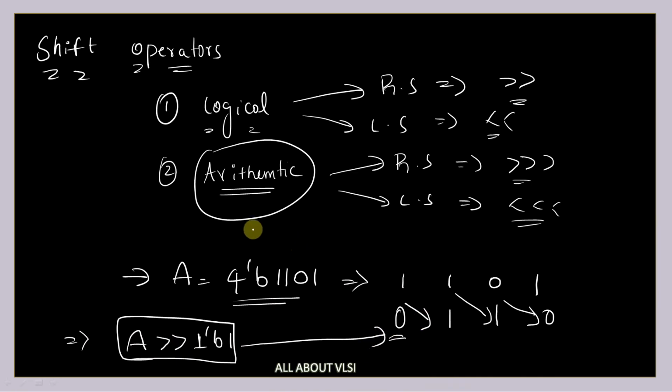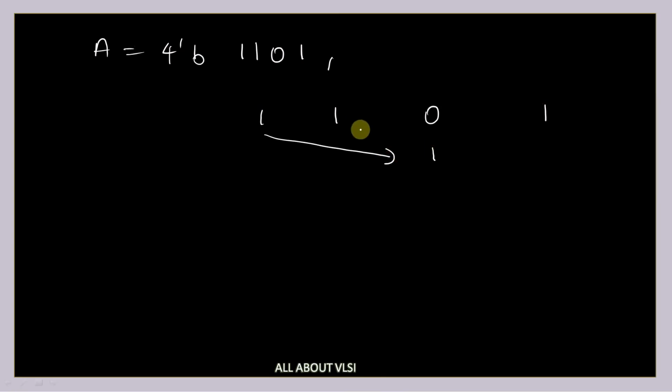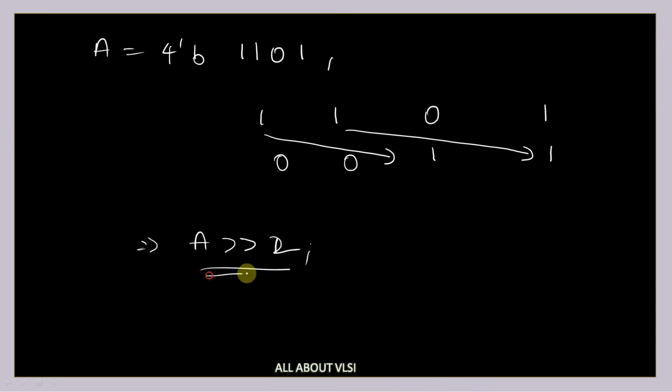Okay. And if you want to perform a right shift operation by 2 bits, let's say A is equal to 4'b1101, how are you going to see these 2 bits? This one will be shifted over here and this one will be shifted over here, and the remaining 2 bits will be appended by 0. How to write this down? A right shift by 2. You can simply write A right shift by 2.